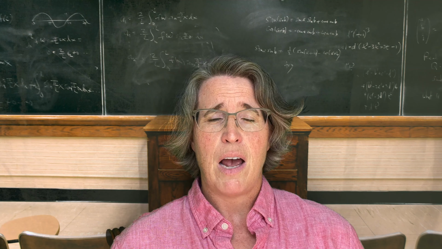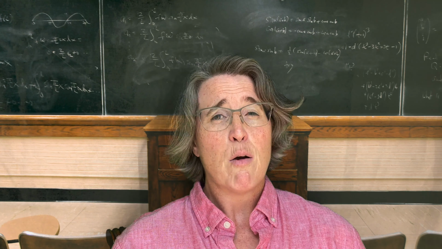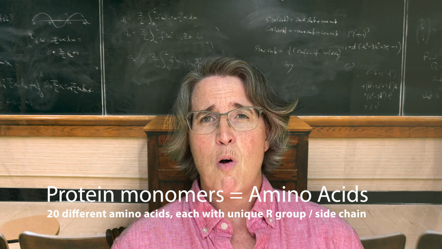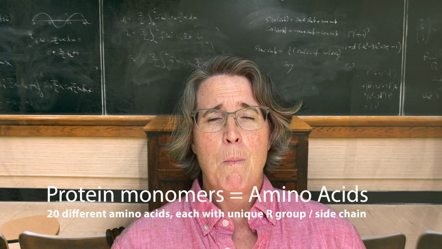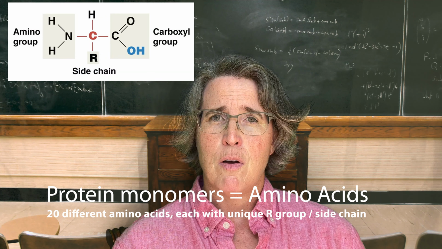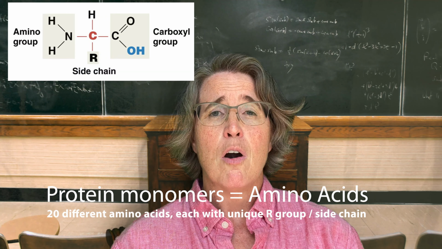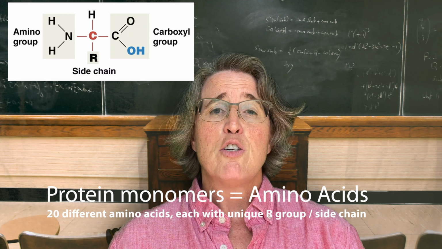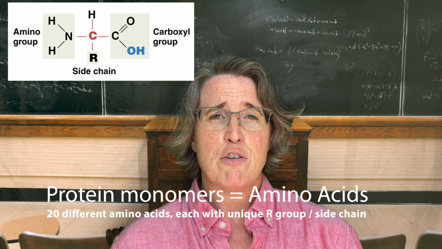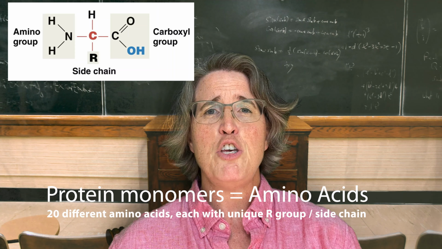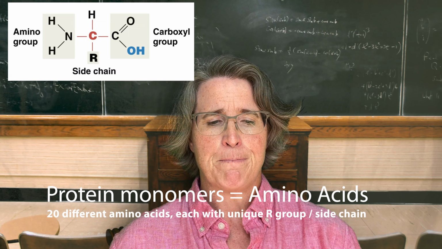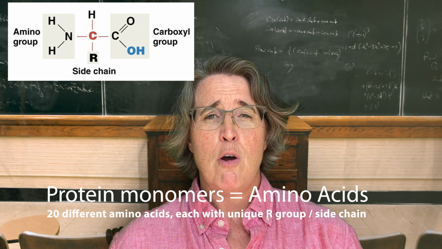Proteins are the next type of macromolecule, and they are really diverse. There are a lot of different types of proteins out there, and they perform all kinds of different functions. But if we take a look at protein structure, the monomers that make up proteins, also known as polypeptides, are amino acids. There are 20 different amino acids in nature, and each of them has the same structure, except they all have a unique R group, and that R group gives them unique chemical properties. The R group is also known as the side chain.